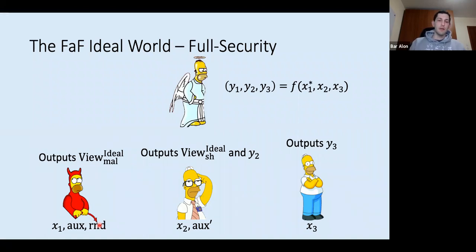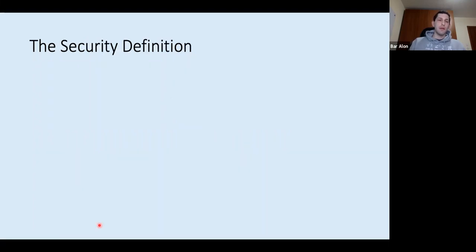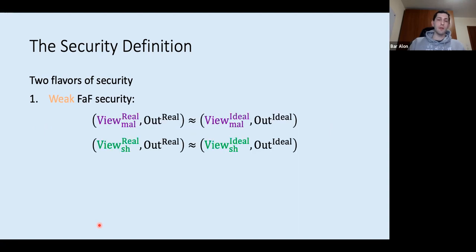So now, given this, we basically have a security definition. But notice that, in fact, we have two flavors of security, not just one, like in the classical definition. Because the first thing that we can ask for in terms of security, what we call weak FaF security, is to ask for two things to hold.